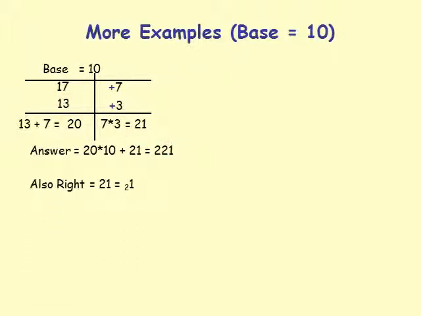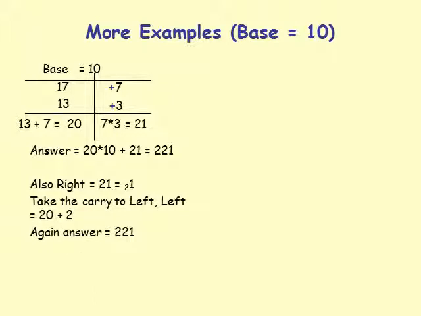Okay, let's do it another way. The right is 21. It has two digits, and we only need one. This 2 needs to be carried to the left. So we carry this 2 to the left, and the left becomes 20 plus 2, which is 22. The answer is now 22 from the left and 1 from the right: 221. The answer is 221.